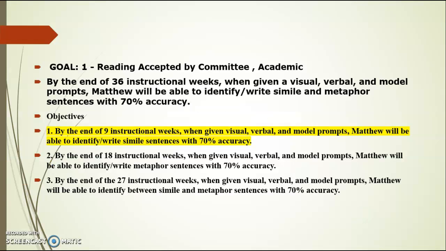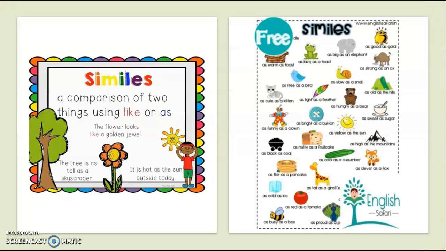So for your goal number 1, we are going to continue to identify and write simile sentences. So, what is a simile? A simile is a comparison of two things using the words like or as.